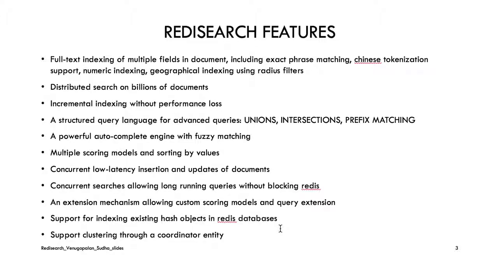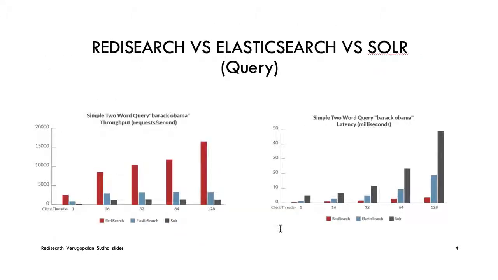Some of the cool features of Redisearch are full text indexing of multiple fields in a document, exact phrase matching, numeric indexing, geographical indexing using radius filters, incremental indexing without performance loss, a structured query language for advanced queries, fuzzy matching with an autocomplete engine, all providing low latency and high throughput. Redisearch also allows us to run long queries without blocking Redis, which is indeed a big advantage.